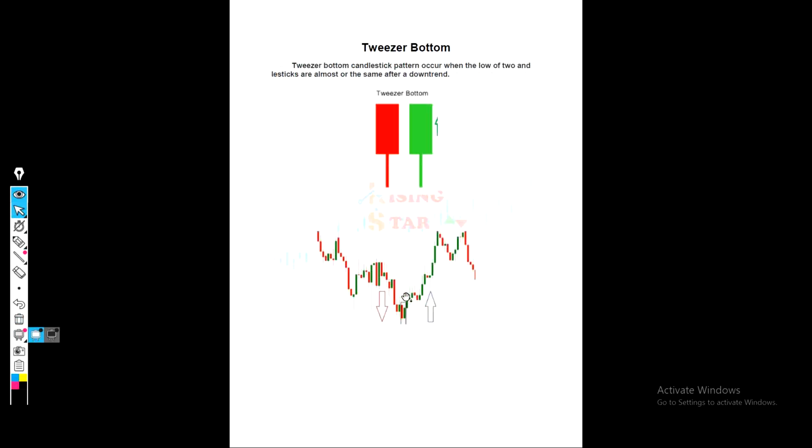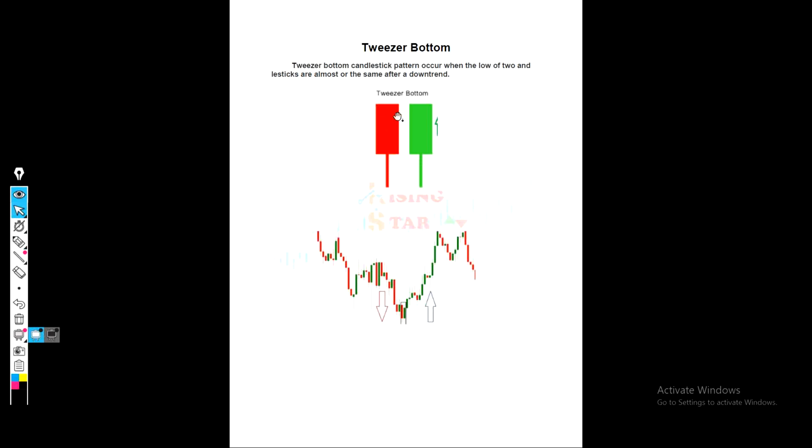We go to the next one. Tweezer is also a trend reversal candlestick pattern. We often get to see them either at the resistance level or at the support level. Here you can see this is a downtrend chart. At this point, we can see two similar candles. The condition of the tweezer is that two consecutive candles should look alike.